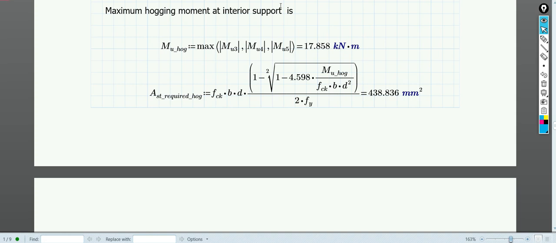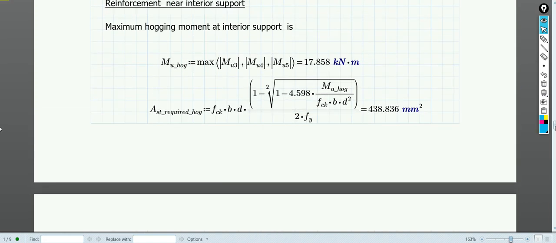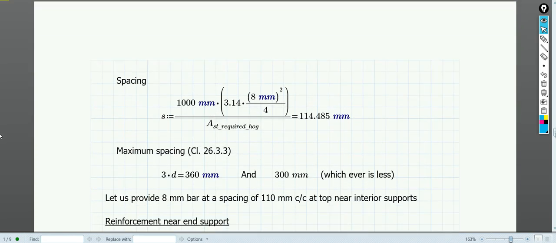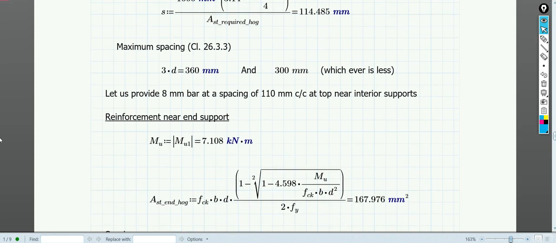The moment value, the absolute value, you have to take, and the only difference is that for the hogging moment you have to provide the reinforcement at the top, and for the sagging moment you have to provide the reinforcement at the bottom. So for the maximum 17.85 kN-m, around 438 mm square of steel is required. For an 8 mm bar, around 114 mm of spacing is required. So let us provide 8 mm at 110 mm center to center at the interior support as well.